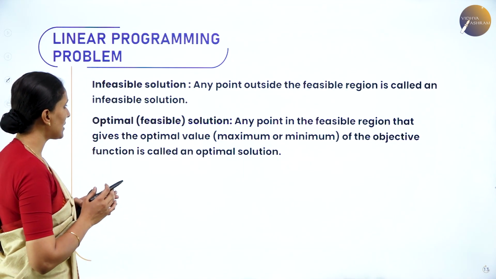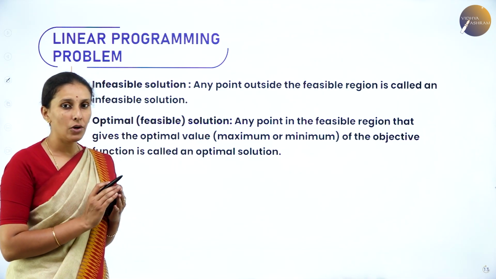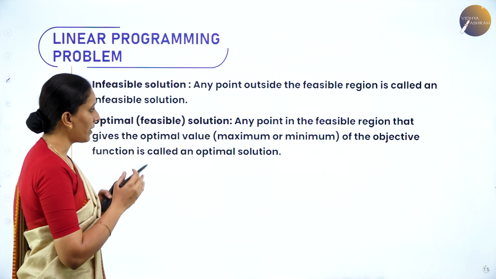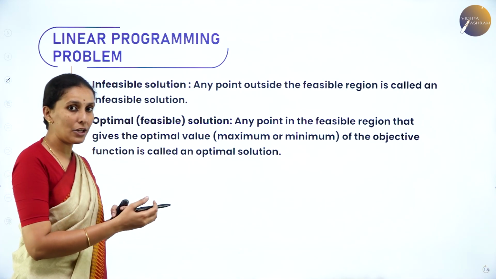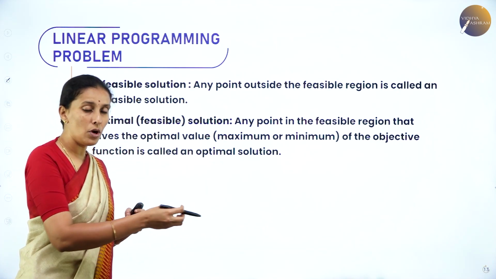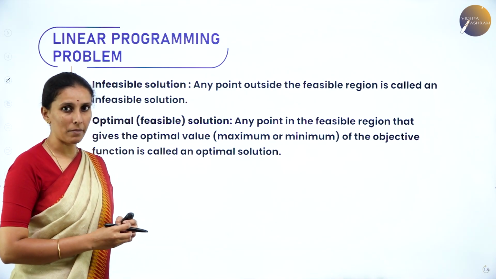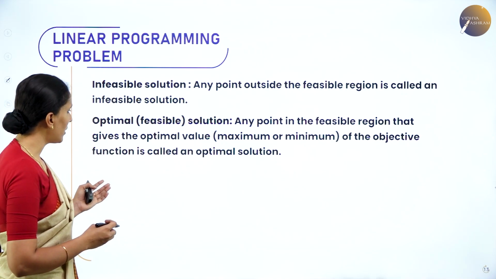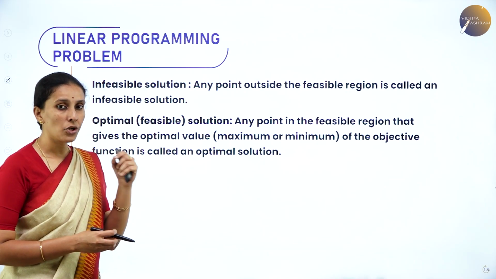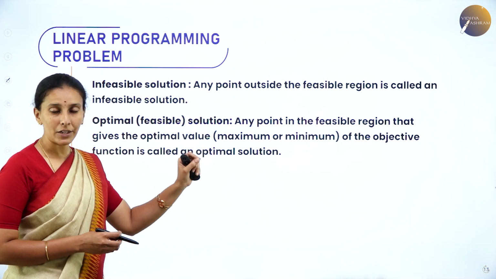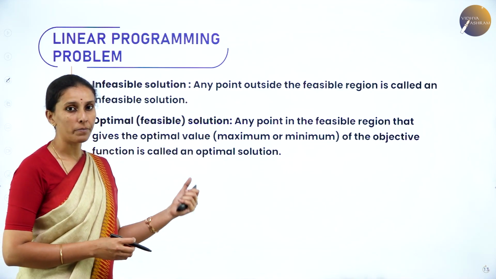Next, we have the optimal solution. The optimal value is the maximum or minimum value of z, which means any point in the feasible region that gives the optimal value. Optimal value is nothing but the maximum or minimum value, and optimal solution means the point at which we get the maximum or minimum value of the objective function. So the point where you find the optimal value, that is the maximum or minimum value of an objective function, is the optimal solution.